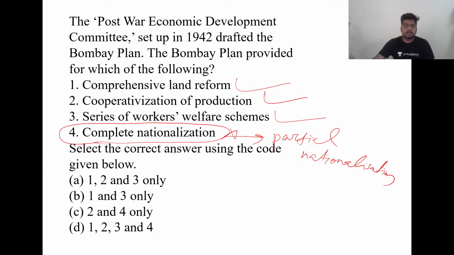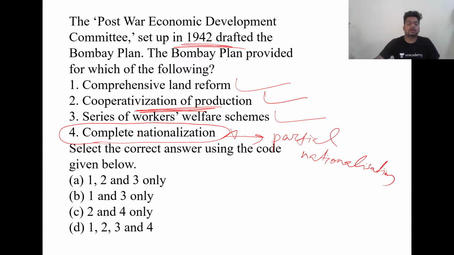It came in 1944, right? Drafted in 1942, it came in 1944. It was a set of proposals after World War II for the development of India. So basically, Ratanji Tata and Ghanshyam Das Birla all came together to give some recommendations for the development of the economy. For partial nationalization, right? Cooperativization of production was advocated by Gandhi as well in his Gandhianism regarding industrialization.